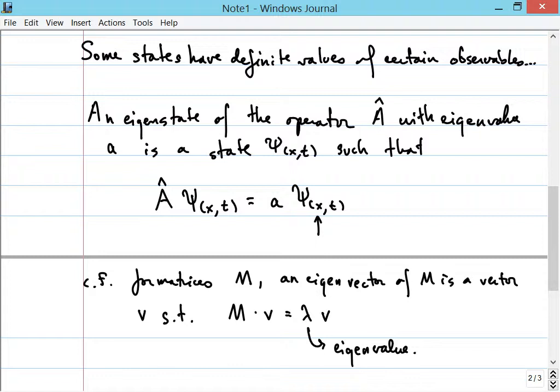But actually it's quite easy. If you remember what the definition of a derivative is, you should be able to figure it out.